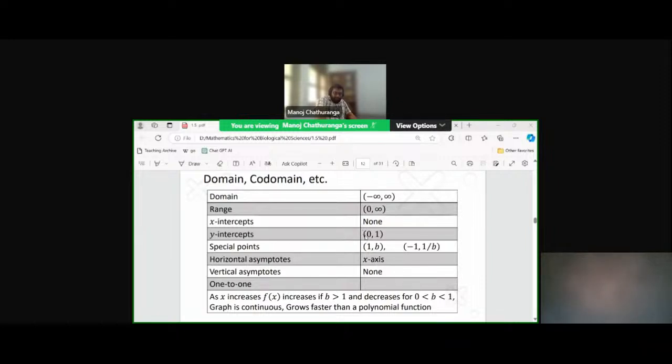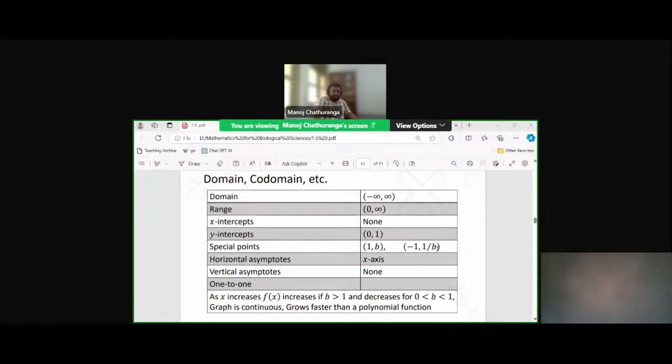So there are no x-intercepts. There is only one y-intercept. It happens at (0, 1). And if you think about (0, 1), it is pretty special. It does not depend on the value for b. Always when x equals 0, regardless of the value for b, the function gives you 1. If x equals 1, y value is b. If x is minus 1, y value is 1 over b.